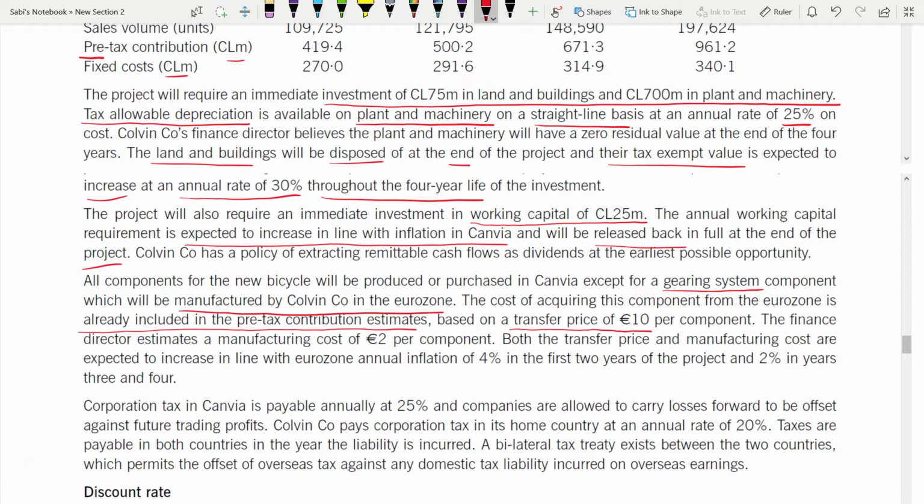Based on a transfer price of euro 10 per component, the finance director estimates a manufacturing cost of euro 2 per component. Both the transfer price and manufacturing cost are expected to increase in line with the Eurozone annual inflation rate of 4% in the first 2 years of the project and 2% in years 3 and 4. So first and second year 4%, 3 and 4 2%.